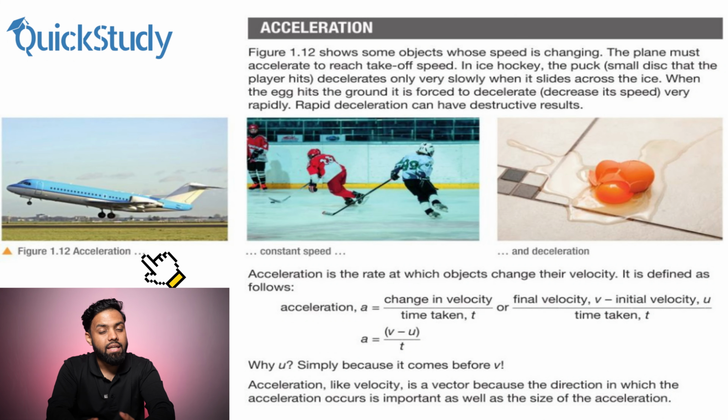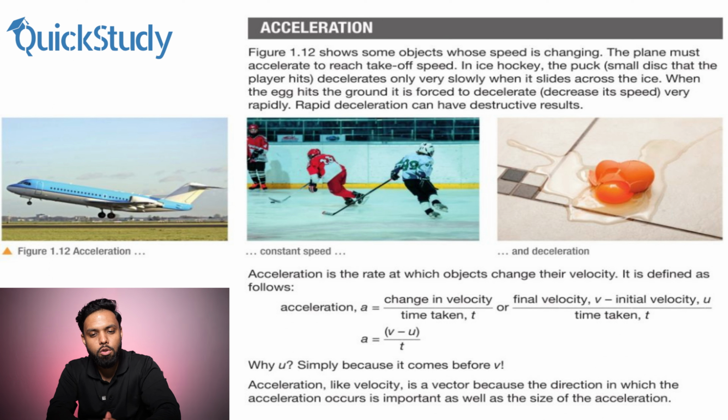Let's look at some examples regarding acceleration. When a plane is about to take off, it has to reach a certain speed, which is known as the takeoff speed, before it can fly. In ice hockey, the players hit a small disc which decelerates only very slowly when it slides across the ice. Deceleration is the opposite of acceleration, where the speed decreases. When an egg is dropped onto the ground, it is forced to decelerate, decreasing its speed very rapidly. Rapid deceleration can have destructive results.